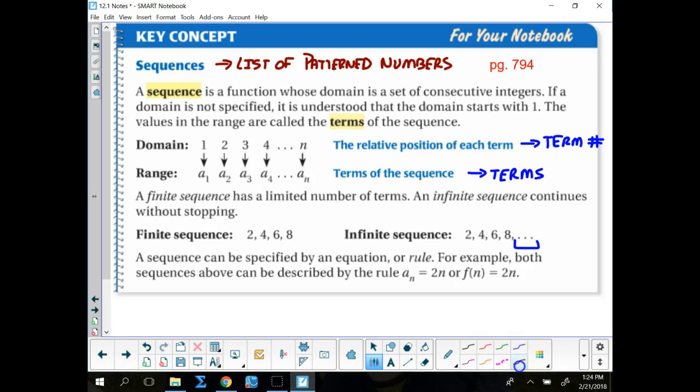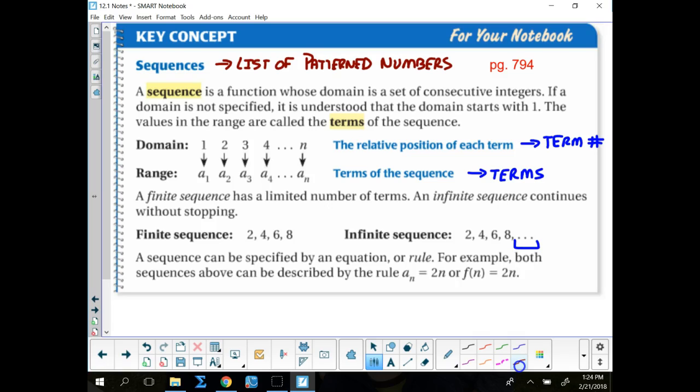The pattern of the sequence is called the rule. So the rule is the pattern, and the pattern is the rule. Again, all that information is on page 794 in the textbook that I gave you at the beginning of the year. You probably want to find your textbook at some point, because that's $50 that you don't want to waste.